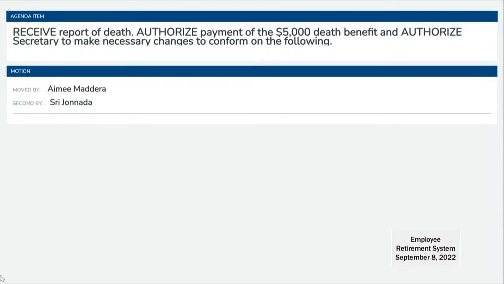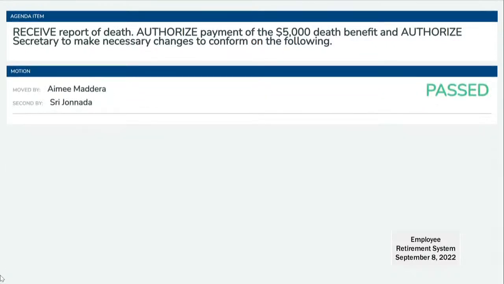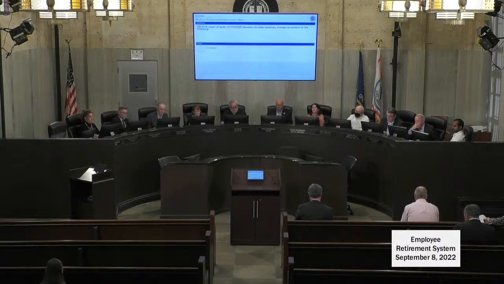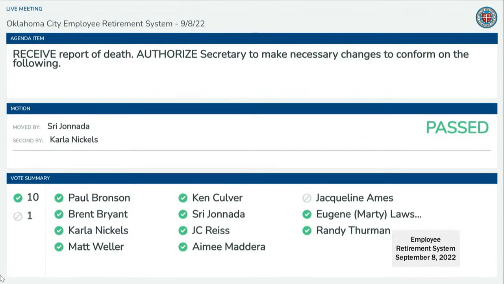Item number 8 is to receive report of death, authorize payment of the $5,000 death benefit, authorize secretary to make necessary changes to conform on the following. I have a motion and a second. Record your vote. Item is approved. Item number 9 is to receive report of death, authorize secretary to make necessary changes to conform on the following. I have a motion and a second. Please record your vote. Item is approved.